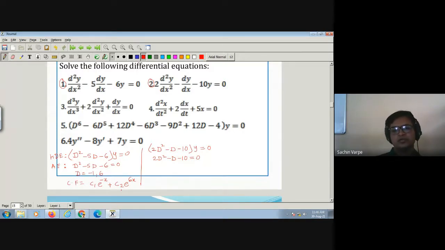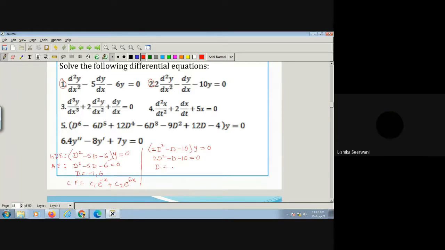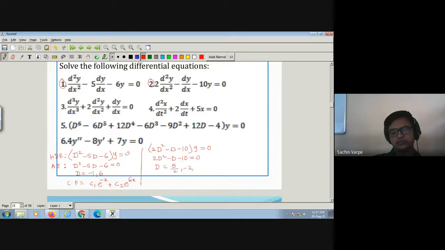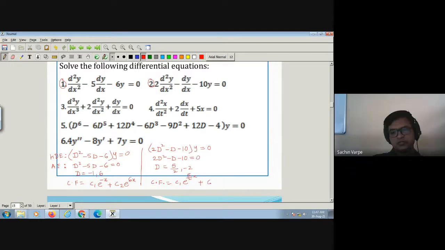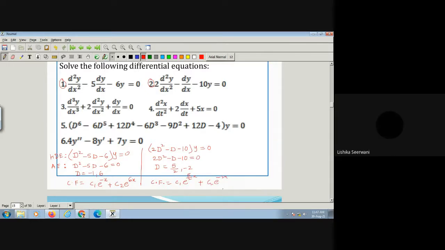So what are the roots? 5/2 and minus 2. Right. So these are real and distinct roots. So what is the complementary function then? c1 e to the power 5/2 x plus c2 e to the power minus 2x.